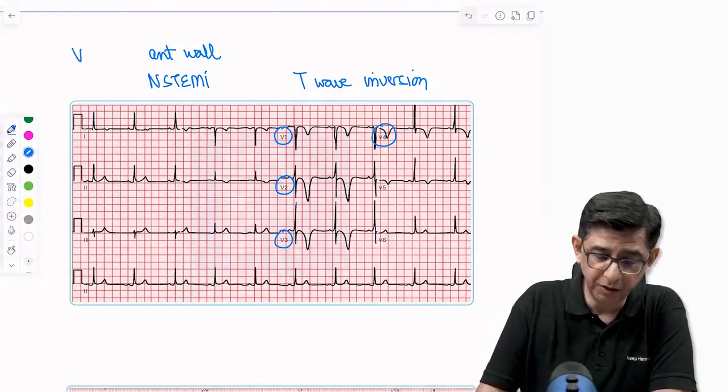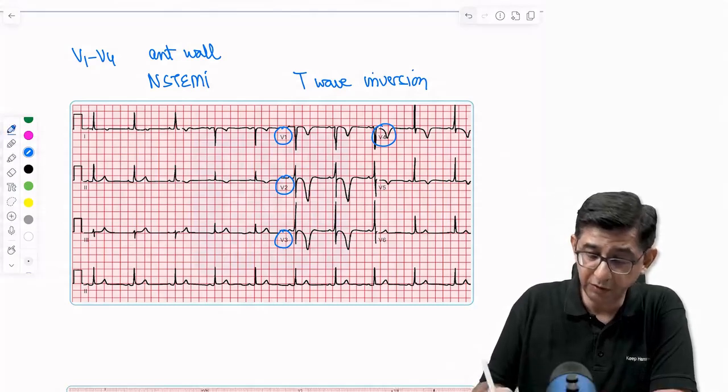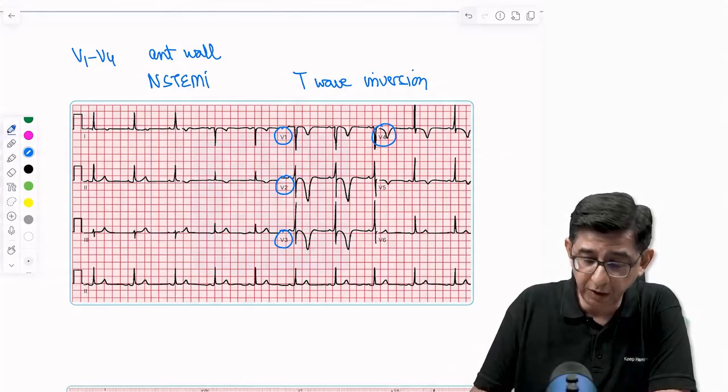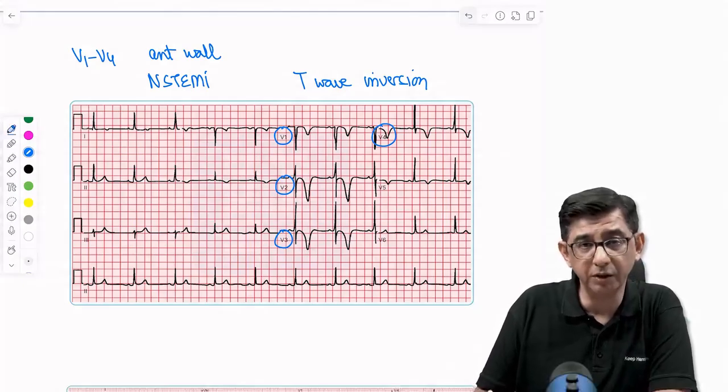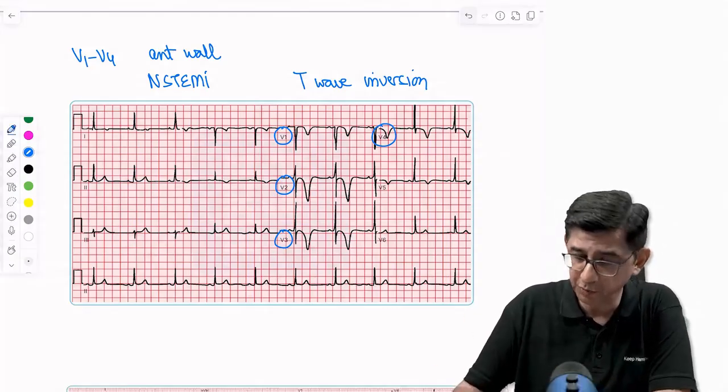How did I get the anterior wall? That is from changes from V1 to V4. In fact, here I can say that even the septum is involved, because the V1 lead, V1 and V2, read the septum. So I can make it more specific by saying anteroseptal. I can make it even more specific.